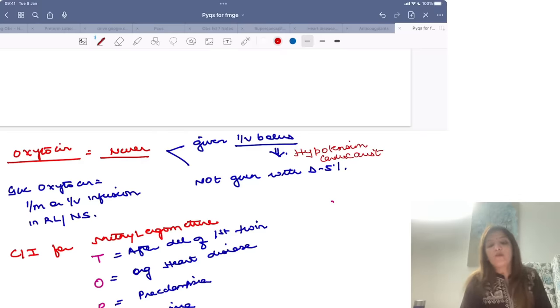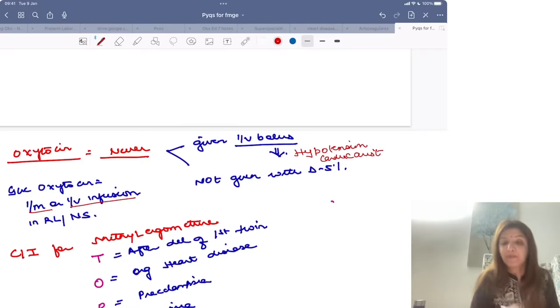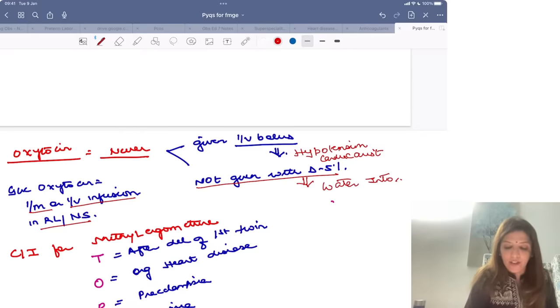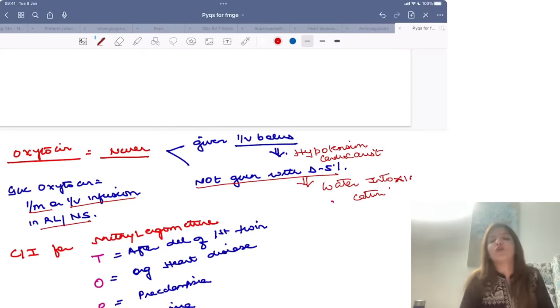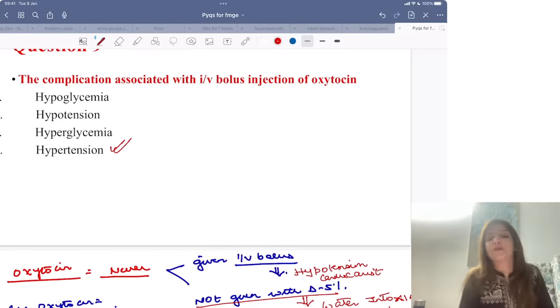The other thing which you have to remember is oxytocin, you have to give it IM or as IV infusion, right? And when you are making an IV infusion, you are going to make that infusion in ringer lactate or normal saline, and you are not going to make the infusion in dextrose 5% solution. Why not in dextrose 5% solution? Because it can lead to water intoxication. Water intoxication, right? That is why you are not going to use it in dextrose 5%, right? So IV bolus, you don't give it because it leads to hypotension. Dextrose 5% mein nahi banate hain because it can lead to water intoxication, right?